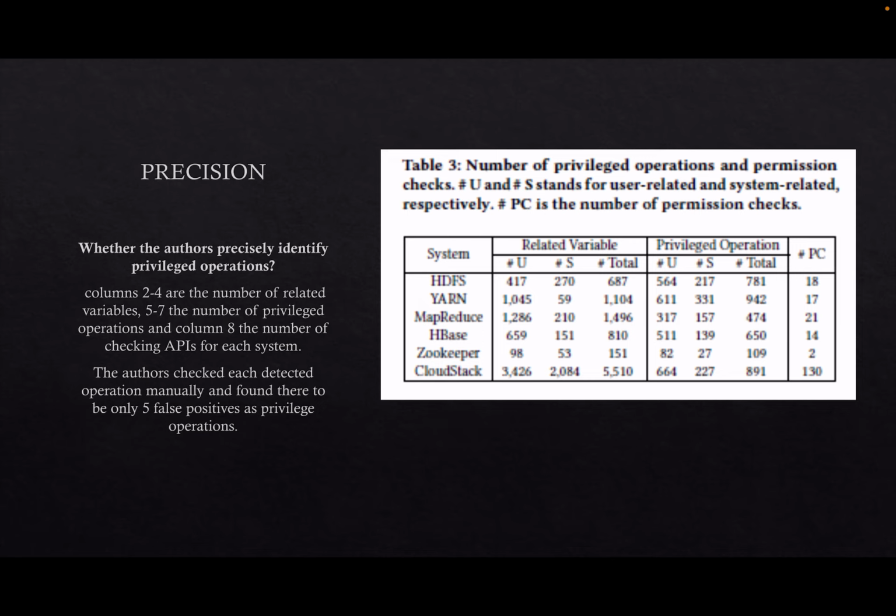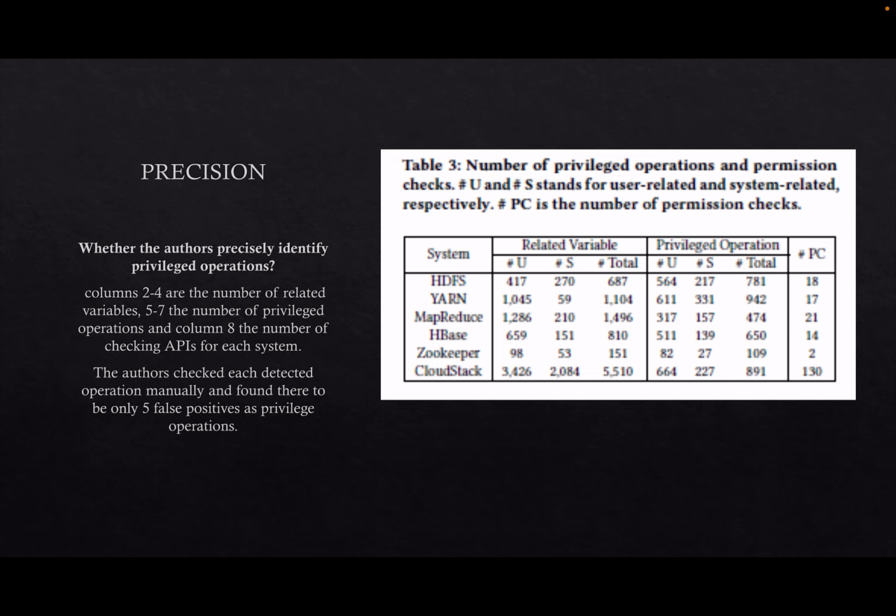Columns 2 to 4 in Table 3 are the number of related variables, columns 5 to 7 the number of privileged operations, and column 8 the number of checking APIs for each system. MPC checker automatically infers thousands of user-related and system-related variables, given in column 2 and column 3 respectively. Accesses to those variables generate hundreds of privileged operations as shown in column 7.